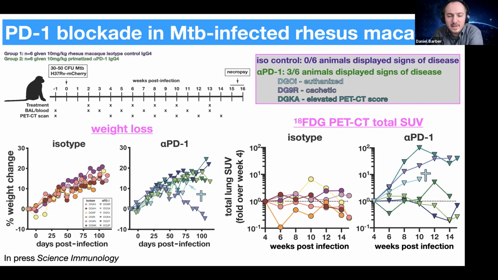And so overall, none of the control animals had any overt signs of disease. And I think we probably could have classified them as latently infected healthy animals at the end. But 3 out of the 6 animals that received the anti-PD-1 were in some sort of trouble. One was euthanized, one was cachectic, and the other had pretty good disease and was probably going to eventually start to go bad, not long after the study.